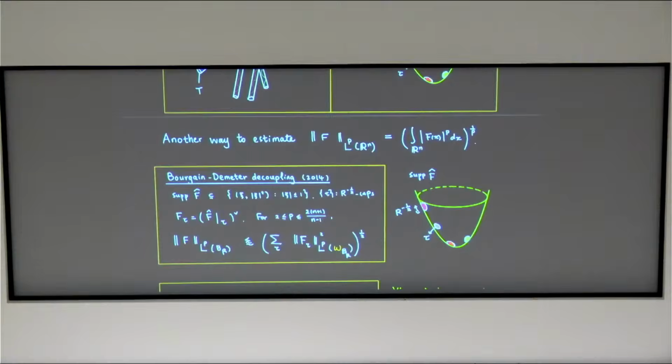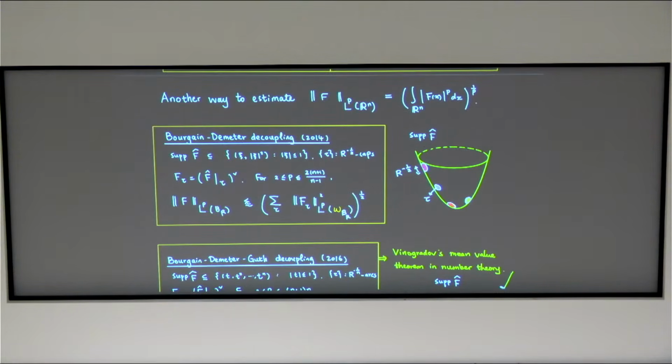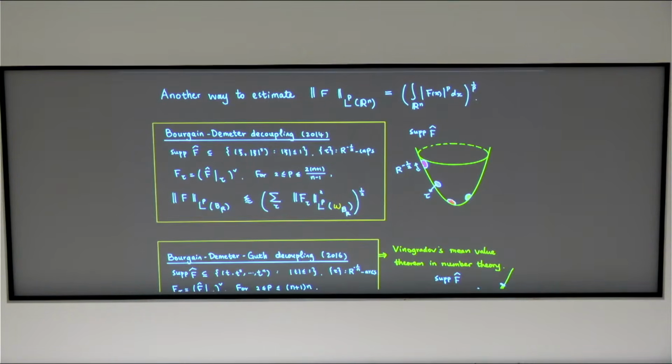And so in 2014, Bourgain and Demeter made a big progress in the field. They proved this Bourgain-Demeter decoupling. This is so size restriction conjecture estimates the LP norm of f by the LP norm of its Fourier transform. The decoupling inequality was first introduced by Tom Wolff in the 1990s. Bourgain and Demeter proved sharp decoupling inequalities.